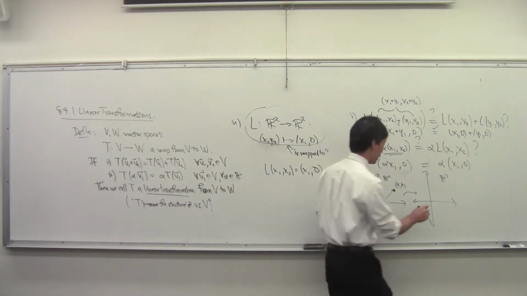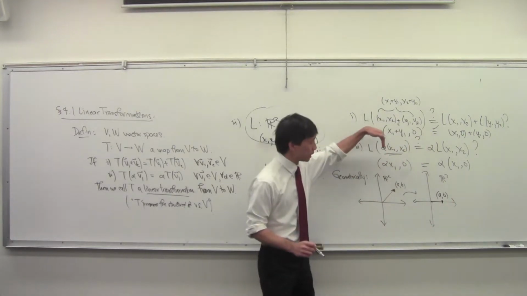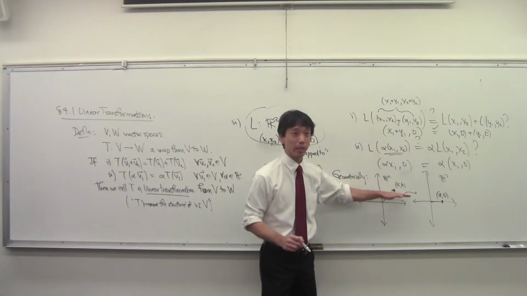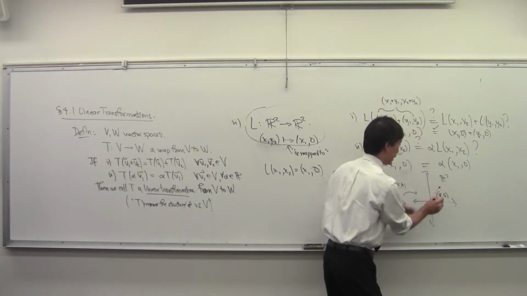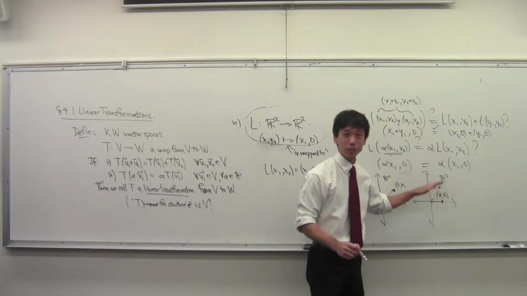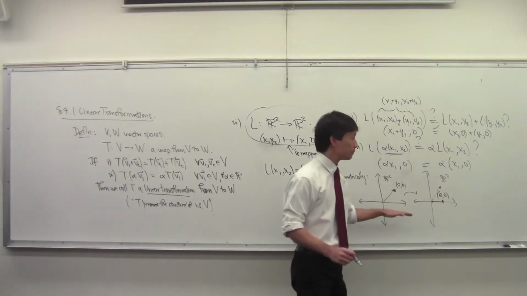It flattens this thing down to here, right? It basically takes the shadow onto the x-axis and says, okay, this is my original guy, and I'm going to project. It's what's called a projection. You project down onto the subspace here.